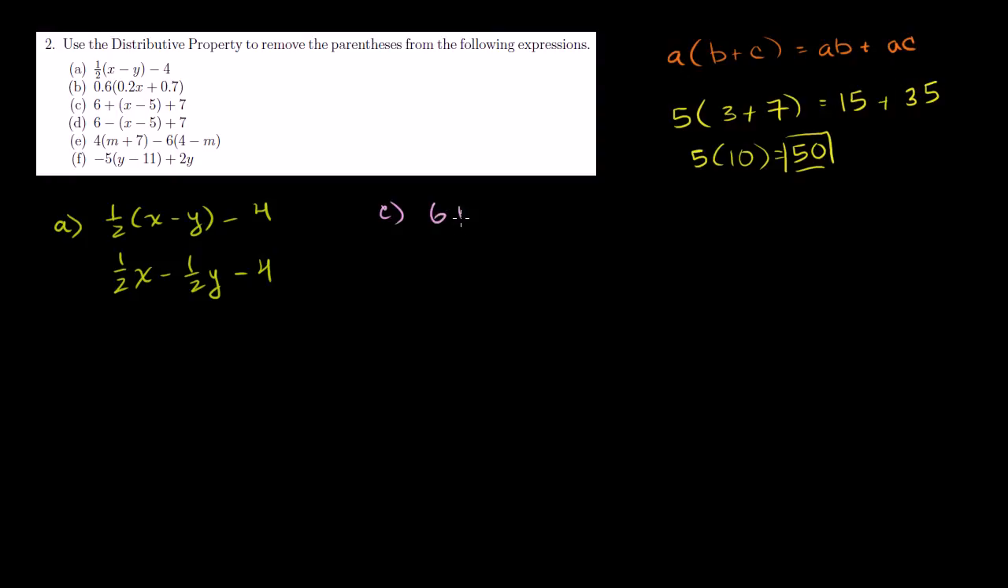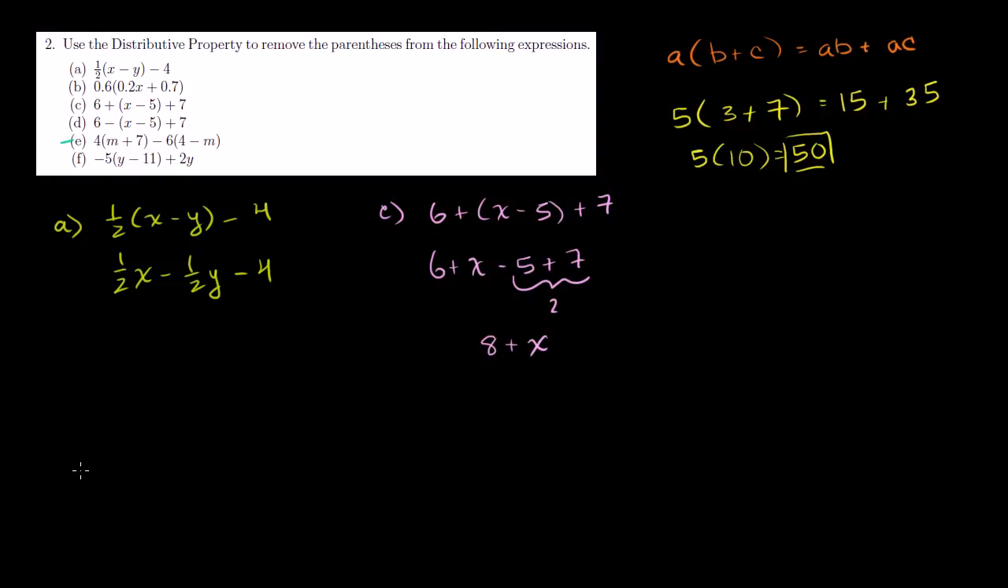Let's do C. We have 6 plus x minus 5 plus 7. Well, here there's actually no distributive property to even do. We can actually just remove the parentheses. 6 plus this thing, that's the same thing as 6 plus x plus negative 5 plus 7. Or you could view this as 6 plus, so this right here is 2, right? Negative 5 plus 7 is 2. 2 plus 6 is 8. So it becomes 8 plus x. All right, not too bad. All right, that was C.